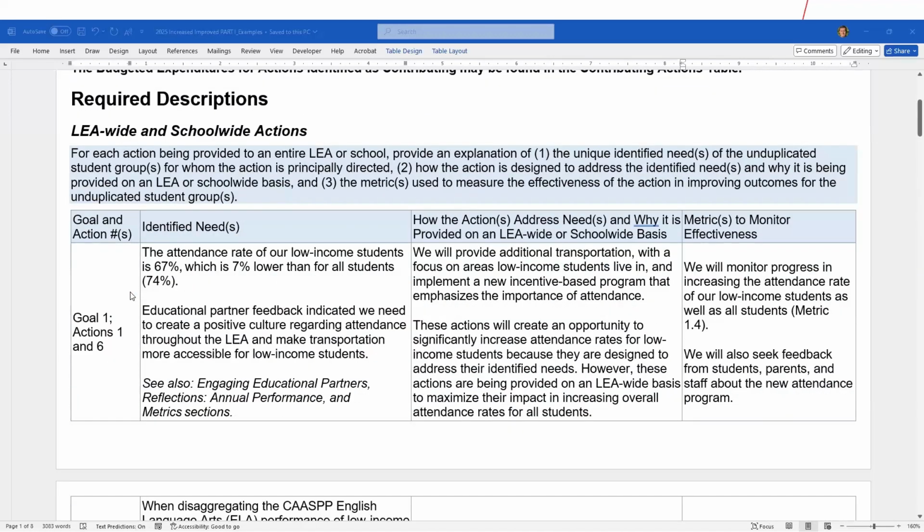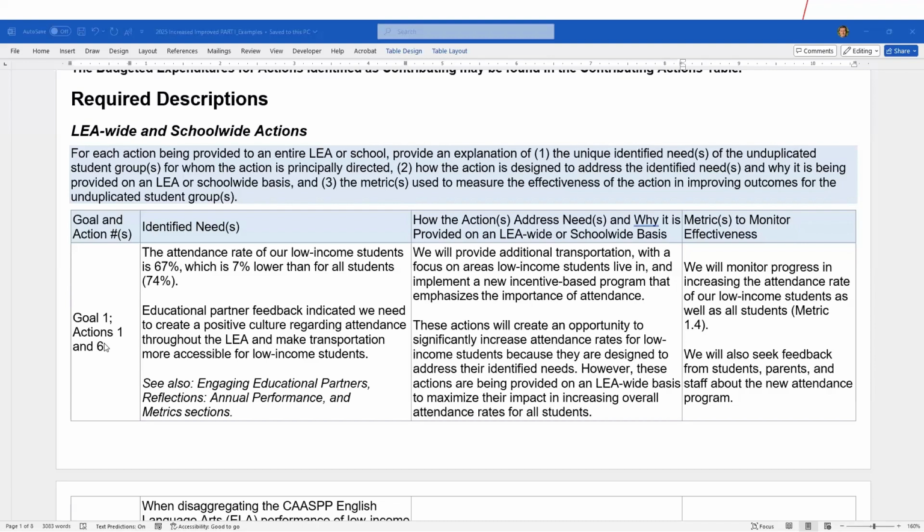So as you can see, this is the table that was implemented for the first time in last year's LCAP. And you have 4 columns that Josh went over. The first column is where the goal and the action or actions related to that goal, the contributing actions, are located. You cite them there so that when someone is reading the increased improved services section of your LCAP, they know, okay, goal 1, actions 1 and 6 are contributing. And when they go back to the goals and actions section for goal 1, they will see action 1 has a Y for contributing and action 6 has a Y for contributing.